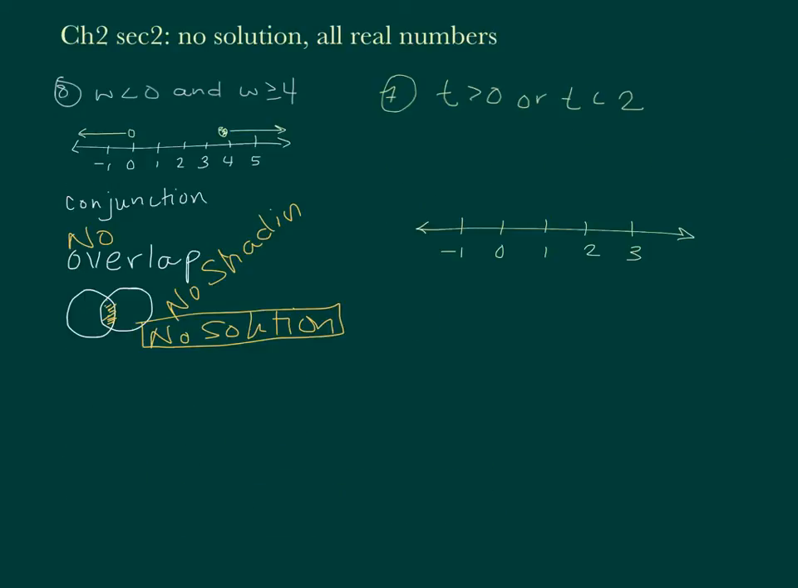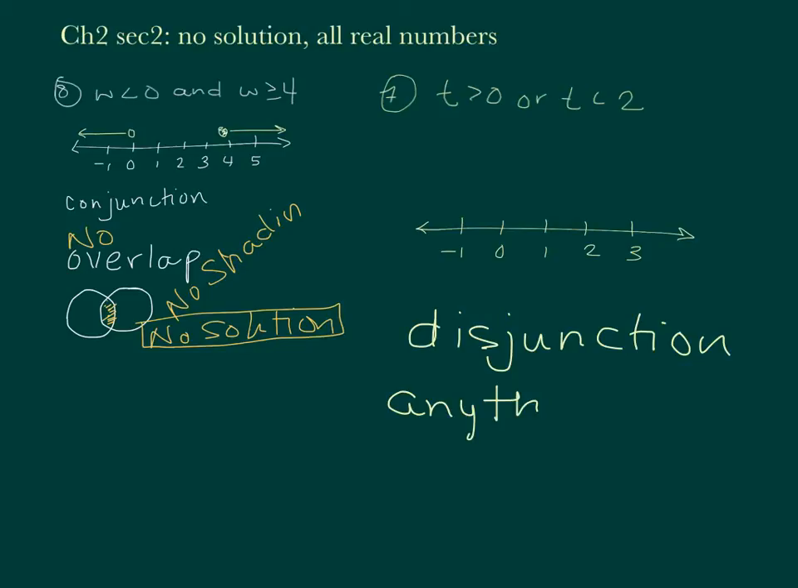Now let's do a similar thing for number 7 over here. I'm going to remember that or means disjunction. And for this, I'm not looking for overlap. It's anything that exists, right? So anything. I'm not looking specifically for overlap.